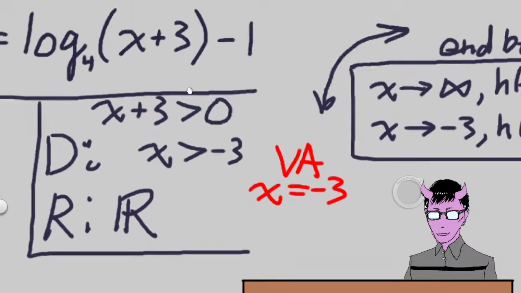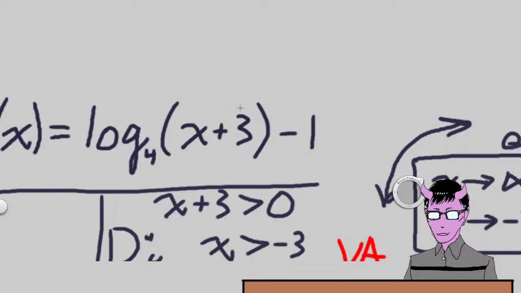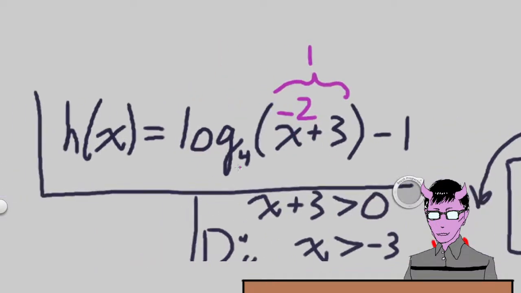Now we pick the anchor points. This is base 4, so you force this to be 1 or 4 as a whole. So how do we force this one to be a 1? If x is equal to negative 2, then this whole thing becomes 4 to the power of 0, which gives us 1.